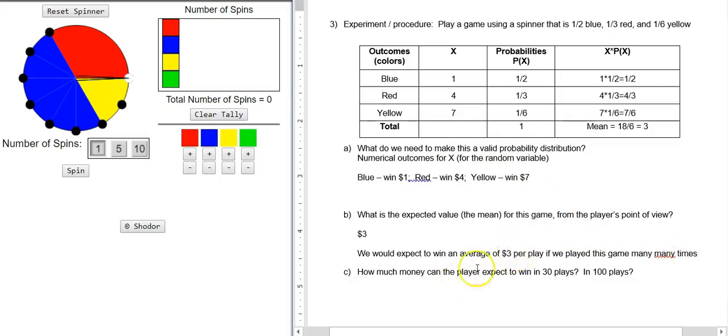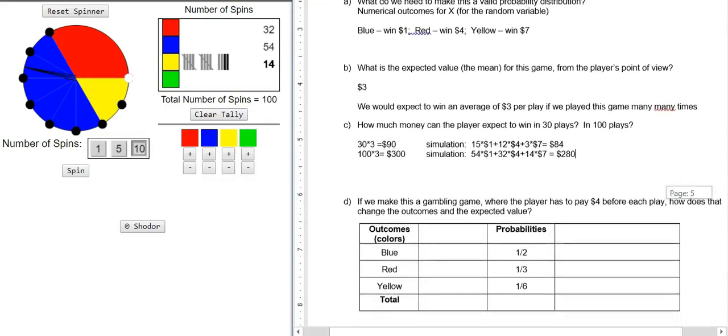Now once we know that, we could figure out how much money we could expect to win if we played this game 30 times. So in 30 plays, if we're averaging $3 per play, 30 times 3 would be $90. And for 100 plays, then we'd just be taking 100 times our average per play, which would be $300.